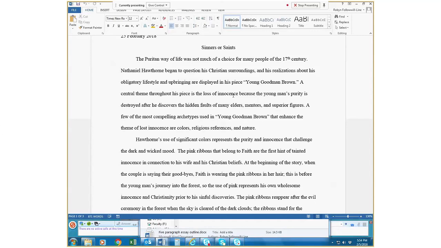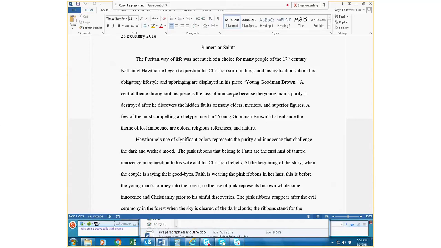Notice in her paper that Young Goodman Brown is in quotation marks. That's because it's a short story. In MLA style, short stories are always in quotation marks. The names of novels are in italics, as well as the names of movies and the like. So, but for this one, we're putting quotation marks around Young Goodman Brown. Okay, so that is our introductory paragraph.